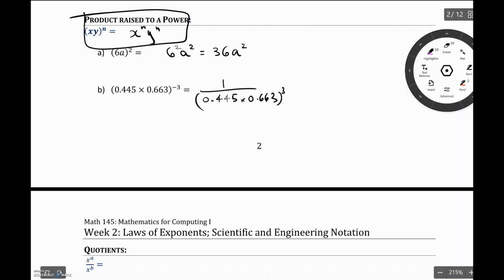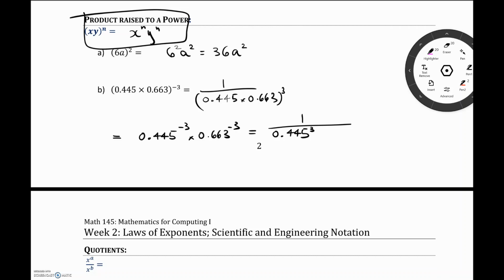You could plug that in your calculator. But we're going to be using the product raised to a power rule here. So this can be written as 0.445 to the exponent negative 3, and then times 0.663 to the exponent negative 3. Now, we could write this as 1 over 0.445 to the exponent 3 using the negative exponent rule, and then times 0.663 to the exponent 3, which is exactly the same as that.